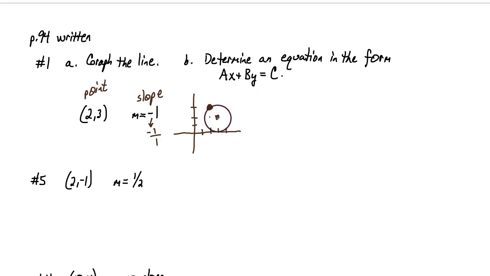If you want, you can repeat that. Go down 1 and over 1. You'll get several dots that line up. Here is the line.